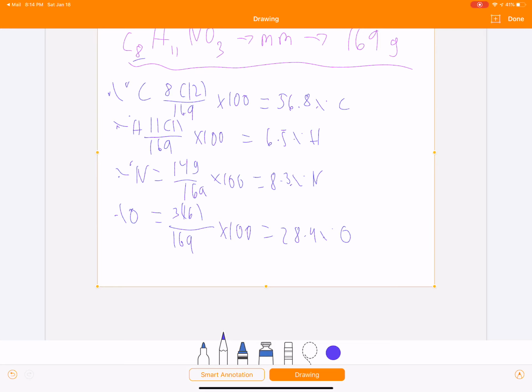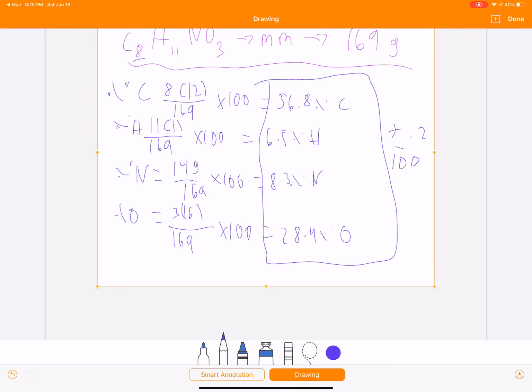So this is your answer here. This is the percent composition of adrenaline. And if you add these numbers, you should get 100, plus or minus maybe 0.2. But if you're at 98, then you did something wrong. You should be at 99.8, 100.2, somewhere in between there, or exactly 100 in this case.